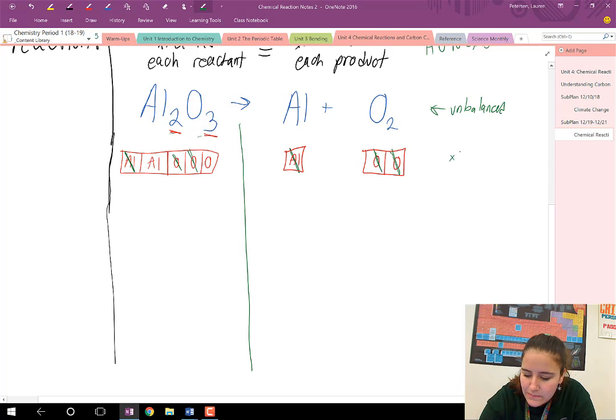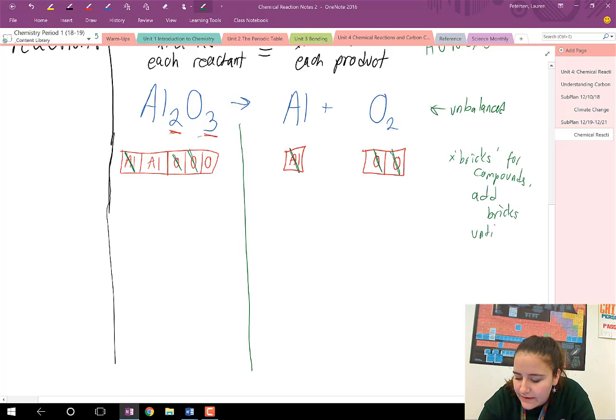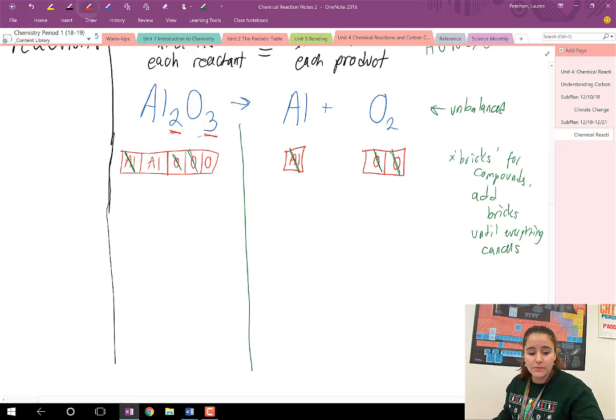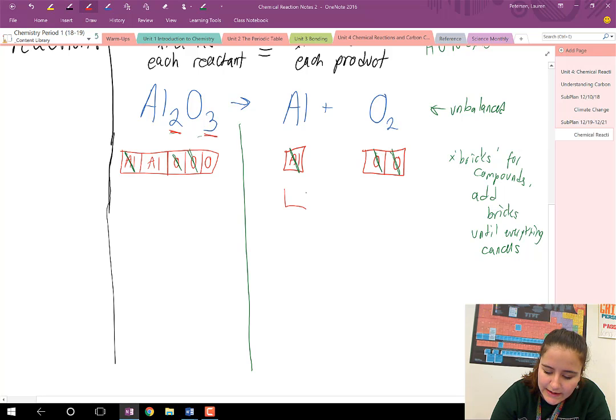Okay, so you have the bricks for compounds, and then you add bricks until everything cancels. Okay, so I still have one aluminum that still isn't canceled, so I can add another aluminum brick. And that cancels, that cancels.